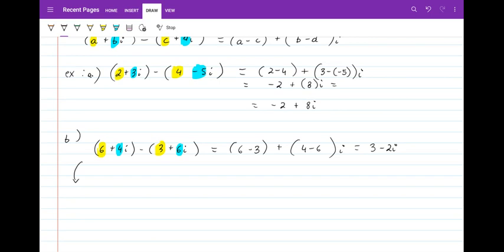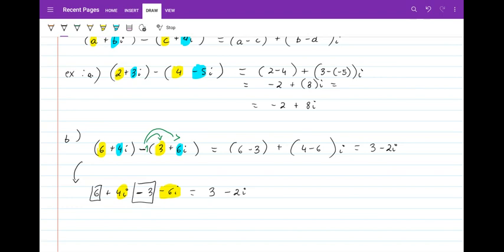Also, what we could do, we could remove the parentheses: 6 plus 4i minus, since you have that minus, technically that just tells you that you have negative 1. So you could distribute negative 1 to both, which means just change the sign to opposite. And now think about combining like terms. So then you have 6 minus 3, which is 3. And then we have 4i minus 6i, which will give us negative 2i.